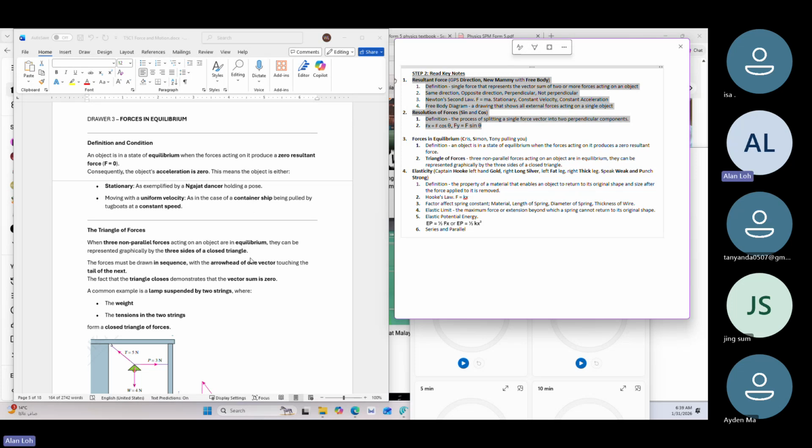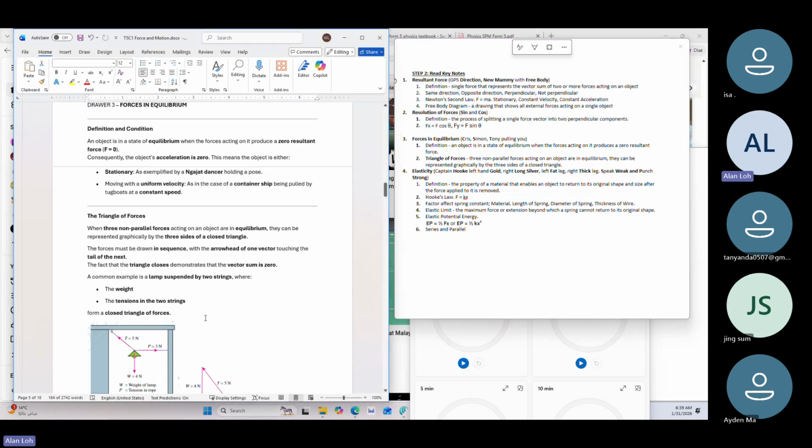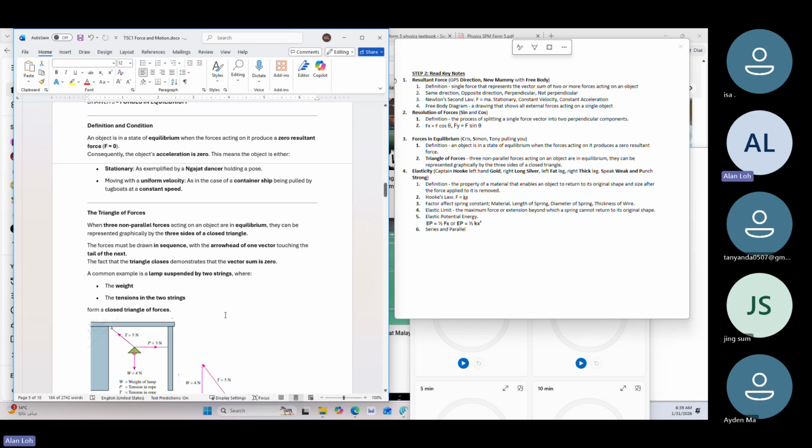If you feel a bit tired, you have to tell me, because not everyone is used to reading so much text in one go. Okay, I'll continue because I think this is still fine for us to continue. Let's do the next drawer.